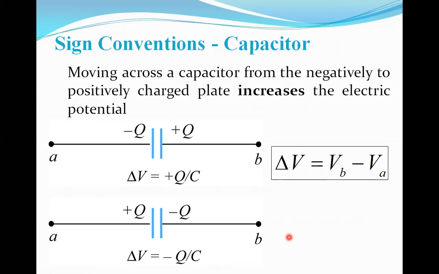And see here, two equal parallel plates is the symbol for a capacitor. This plate is charged with plus Q and this is minus. Whereas here you can see that this is plus and this is minus. So moving across a capacitor from the negatively to the positively charged plate increases the electric potential. So delta V will be equal to VB minus VA.